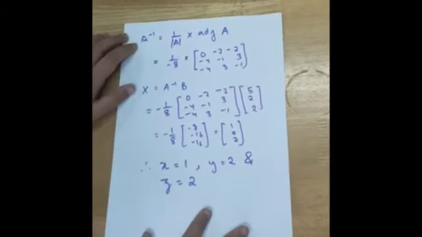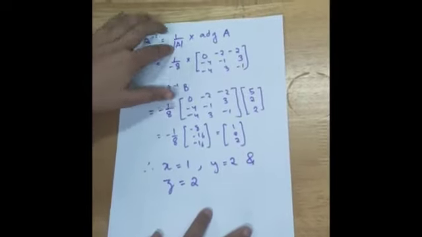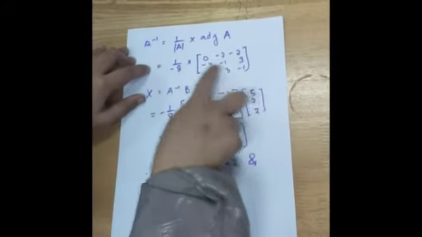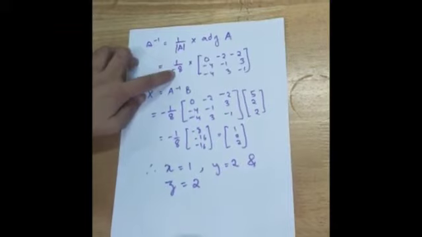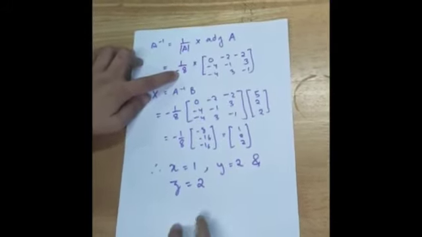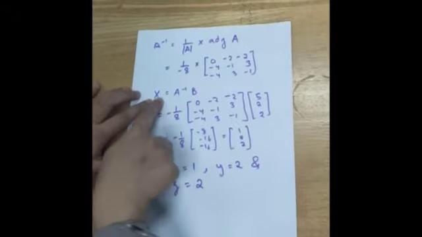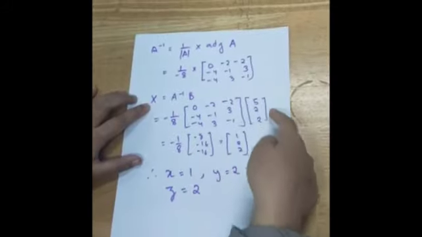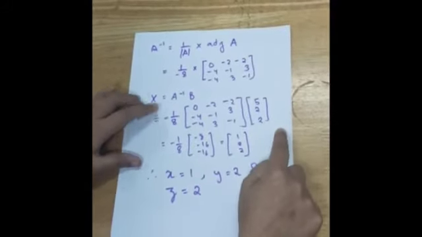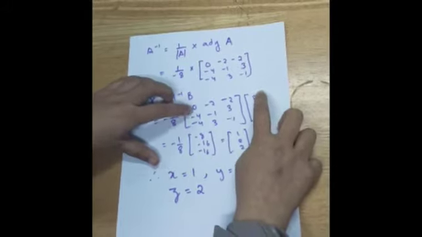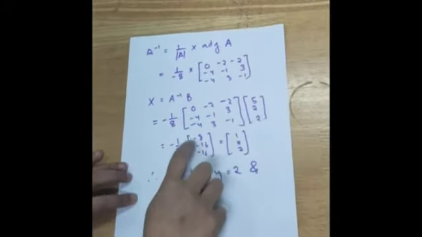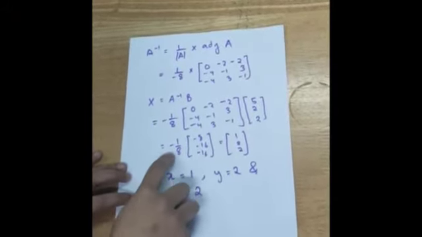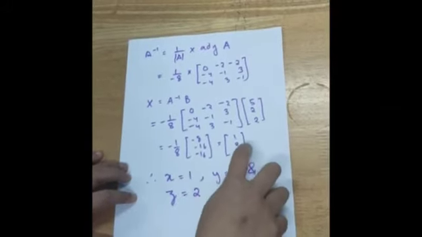We know that A inverse is equal to 1 by determinant times adjoint of A. Hence we just need to multiply the values that we got in the previous step. And we also know that X is equal to A inverse times B. So multiply A inverse with B, that is the matrix of constants. Firstly you can multiply these two matrices and you will get minus 8, 16 and 16. And then you multiply this with 1 by negative 8, you will get 1, 2, 2.